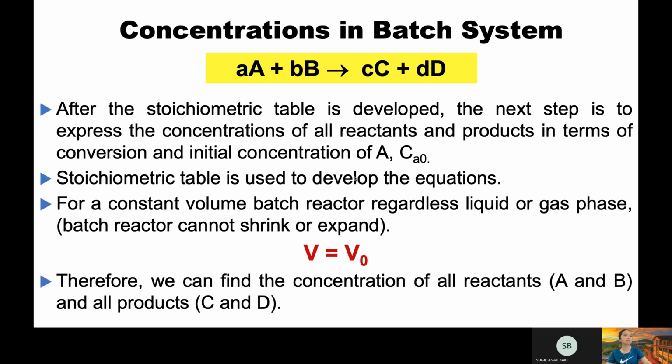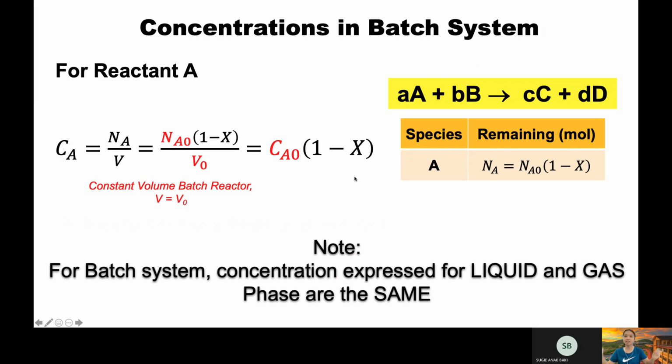Okay, so how do we express it? Okay, senang je. That's why kita ada table. Okay, so daripada table, kita dah tahu Na equals to Na naught in bracket 1 minus X. We know this from the table.